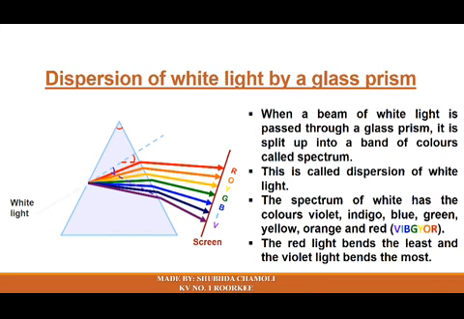So the spectrum of white light consists of 7 colors. They are violet, indigo, blue, green, yellow, orange and red, VIBGYOR. The red light bends the least, as clearly shown in the figure, and the violet light bends the most.